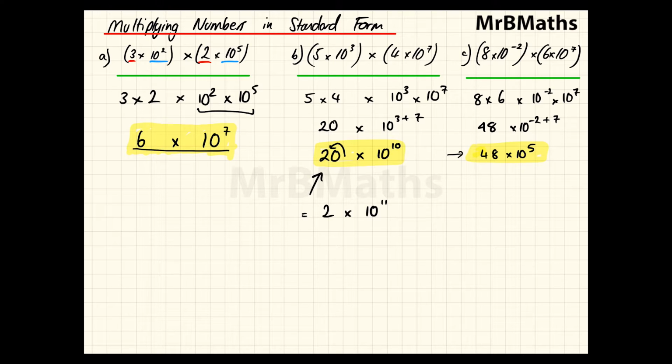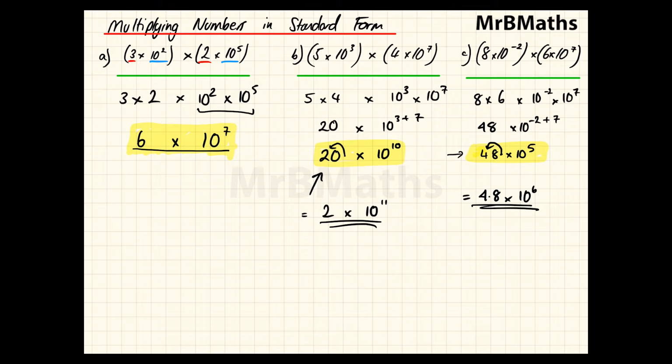So what I will do here is take this decimal point, move it 1 to the left, which will make it 4.8, which is of course less than 10. And because I've decreased the number, so I've gone from 48 to 4.8, I then have to increase the other side, so it's going to be 4.8 times 10 to the 6. Okay, and then this is actually our answer.